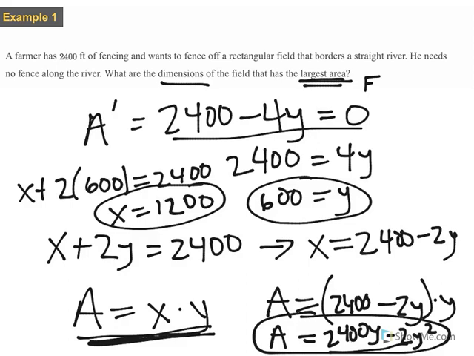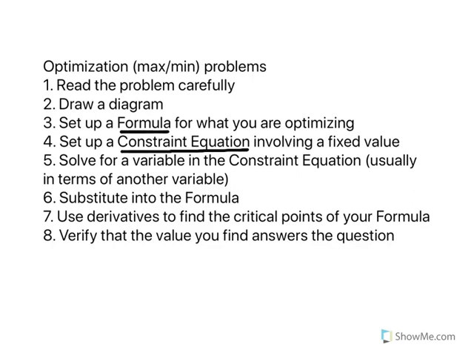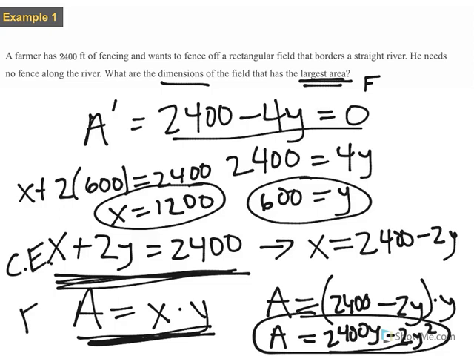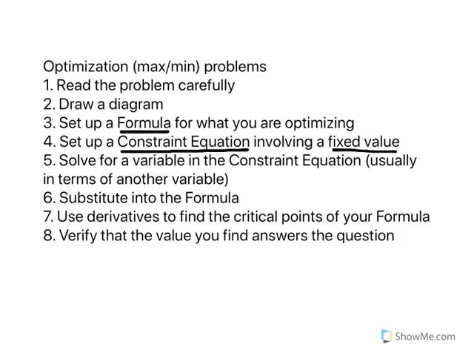And then our constraint equation, let me go back to our steps. Step number 4 says set up a constraint equation, and that almost always involves a fixed value. Okay, so if we look at the problem, the fixed value that we had was 2,400 feet of fencing. That's kind of like thinking about the perimeter on the outside. There should be an equation that we can set up involving 2,400 feet. So for us, that was the equation x plus 2y equals 2,400. So we have a constraint equation, and we have a formula, and the formula is what we are trying to optimize. Okay, so these are steps number 3 and number 4. Set up a formula, what you're trying to optimize, and set up a constraint equation.